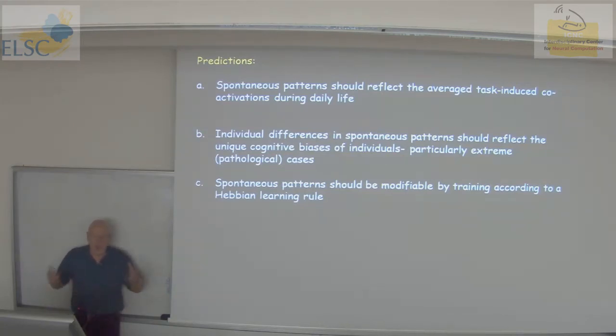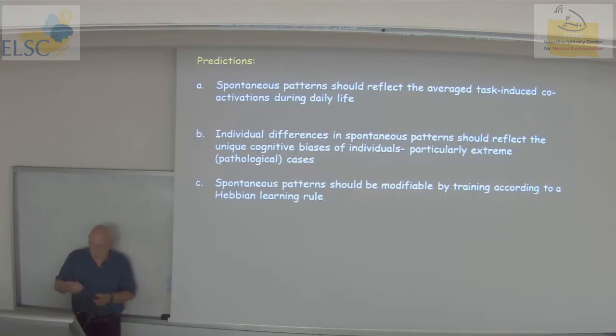Whatever you do in your daily life, the pictures you see, the faces you see, the sounds you hear, are constantly activating the brain in a particular pattern, and the average of that we expect to be reflected in the spontaneous activity of the cortex that you are mapping when you are looking at it with fMRI and other techniques. So we expect the resting state patterns to reflect the average of what happens to your cortex in terms of co-activation of networks as you run through your daily life. This is one very basic prediction.